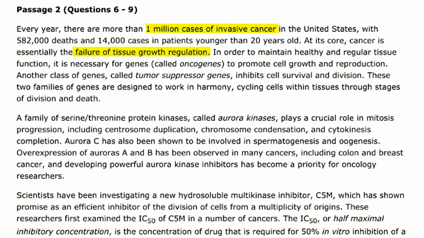Some might not be. I'll highlight it anyways. And then I'll see genes called oncogenes promote cell growth and reproduction. That's super important to me. And then tumor suppressor genes inhibit cell survival and division. So now I've got all my vocabulary.